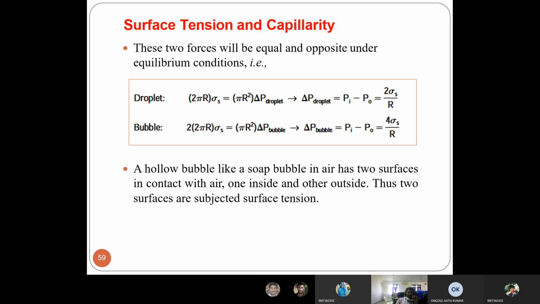Whereas for a droplet, the pressure is equal to 4 sigma by d. That is the thing we have to understand. A hollow bubble like a soap bubble in air has two surfaces in contact with the air. One is inside and the other is outside. Thus two surfaces are subjected to surface tension. That is why for a bubble, the pressure is equal to 8 sigma by d. Whereas for a liquid droplet, there is only one surface. That is why we get P is equal to 4 sigma by d.